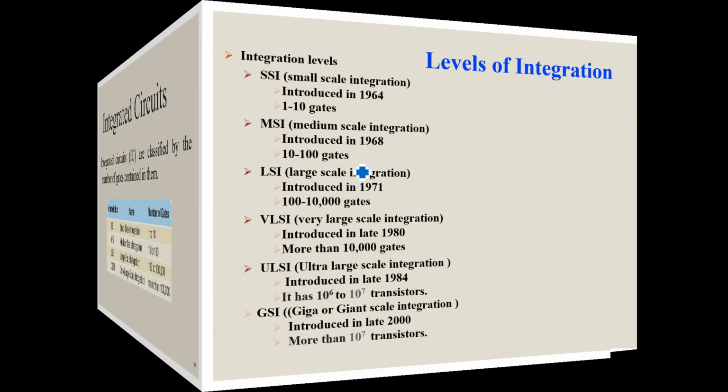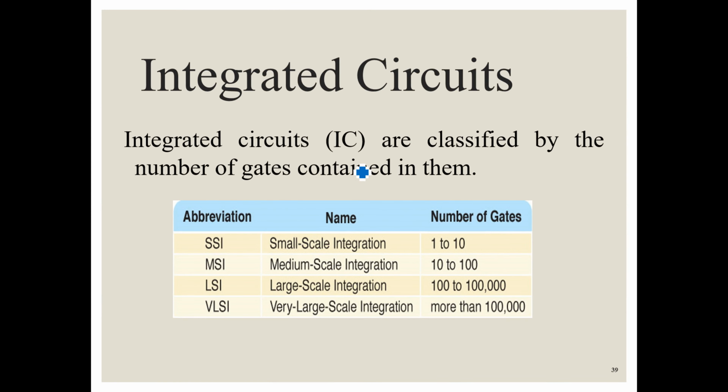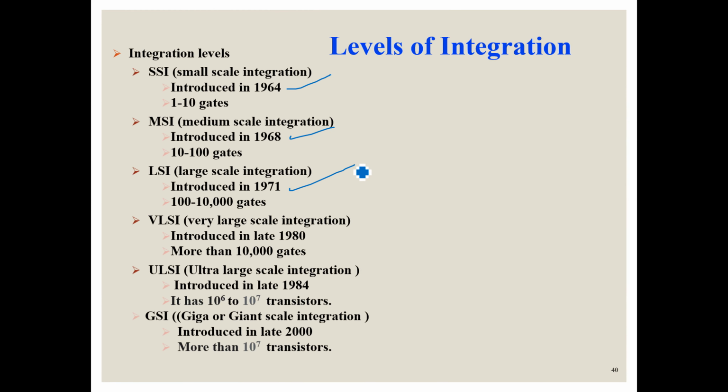In the previous slide I talked only up to VLSI, but beyond VLSI there are two stages of integration happening in present day electronic industries. It's ULSI, called ultra large scale integration, introduced in 1984. This integrated circuit has nearly 10 to the power of 6 to 10 to the power of 7 transistors. In VLSI it was only 10 to the power of 4, but in ULSI it is more than 10 to the power of 6 to 10 to the power of 7 transistors. I'm not talking about gates, I'm talking about transistors.